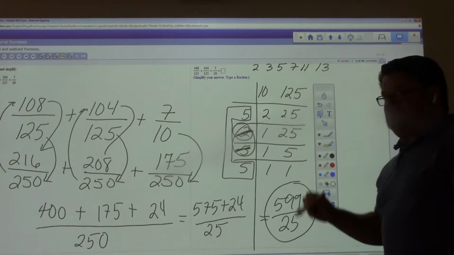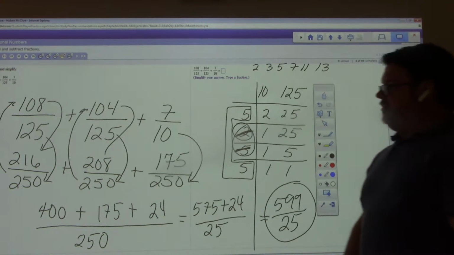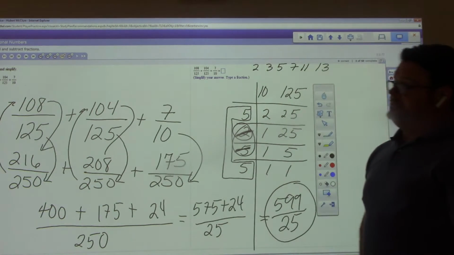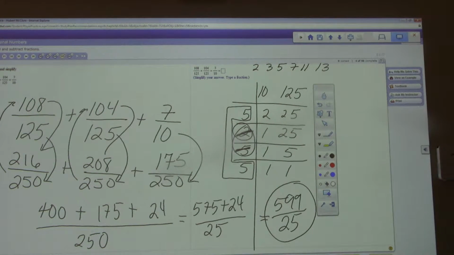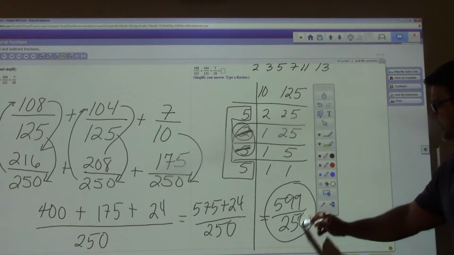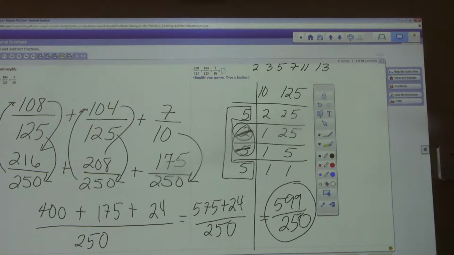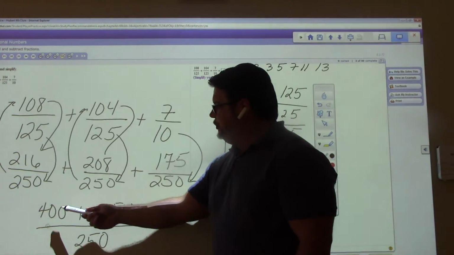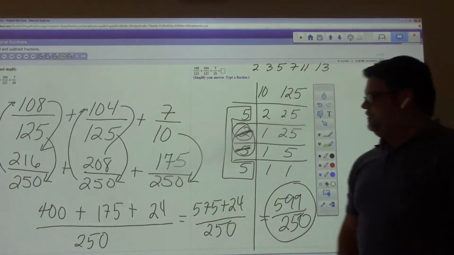I guarantee you there's somebody in here that's going, I never have seen that before. And then you wonder, huh? You leave it at 0. Well, left off what? On the bottom number. Oh, well, sorry. I was really confused. There's somebody in here going, I've never seen 400 plus 175 plus 24.